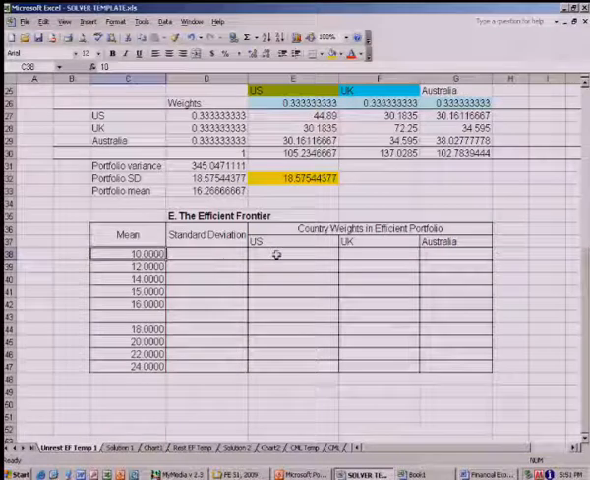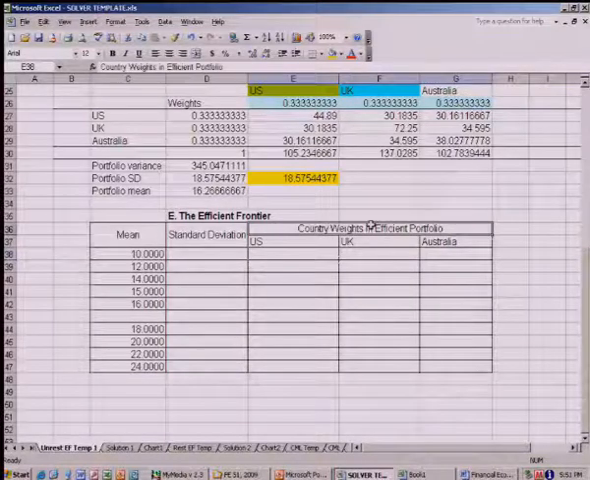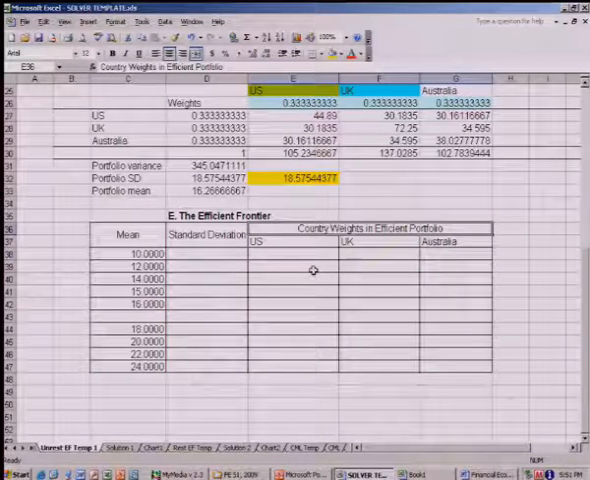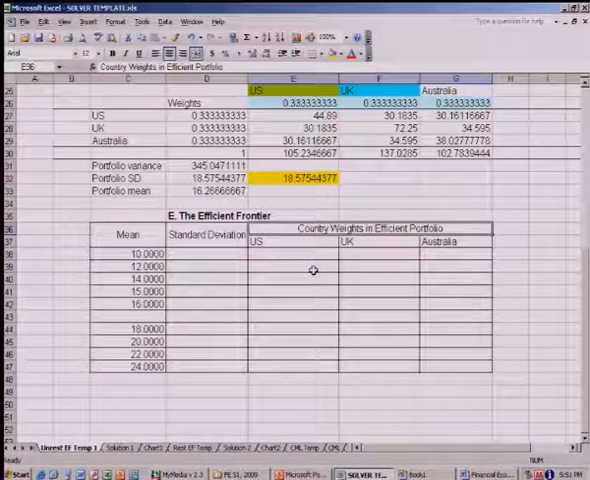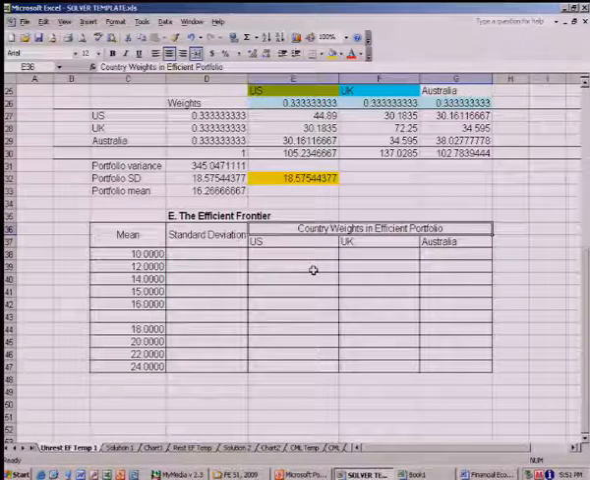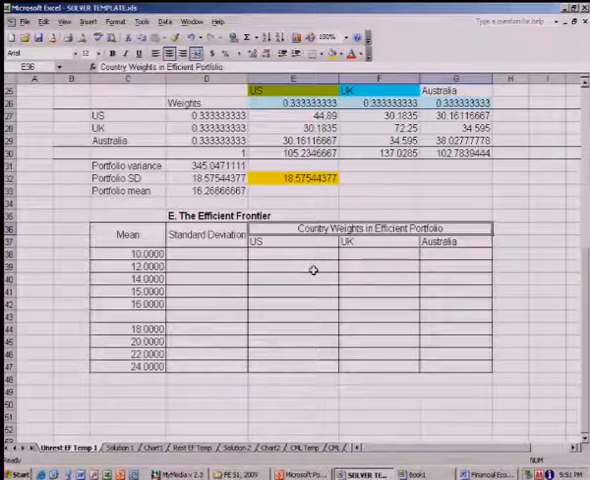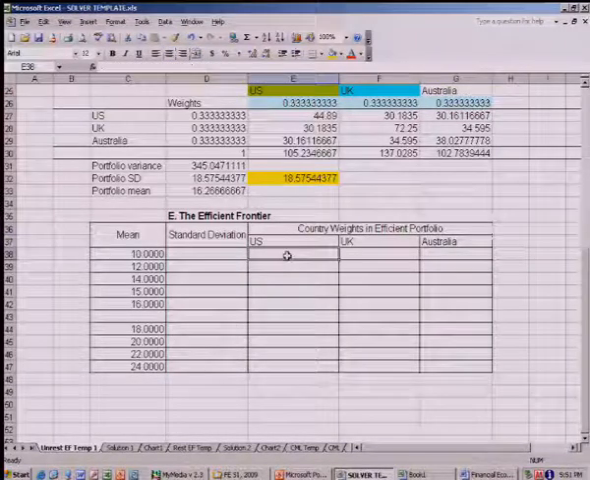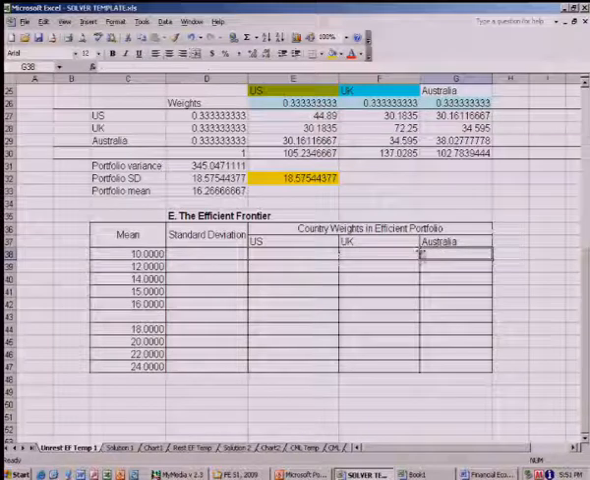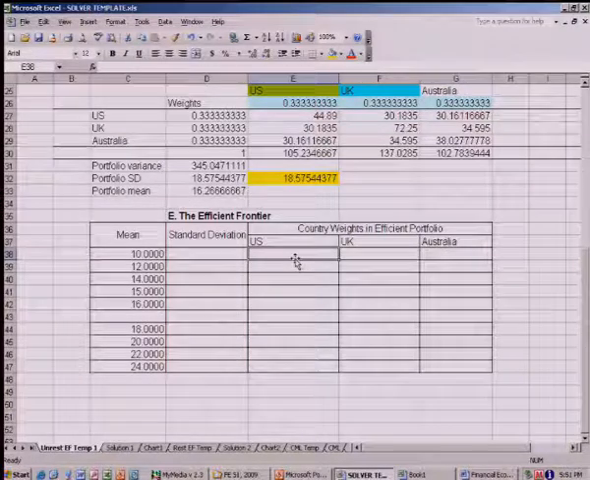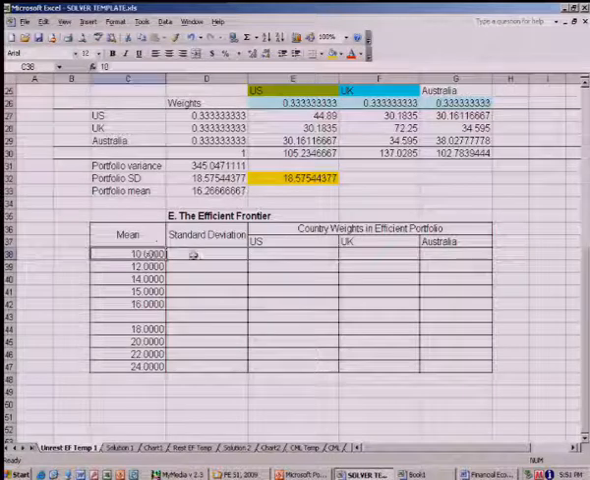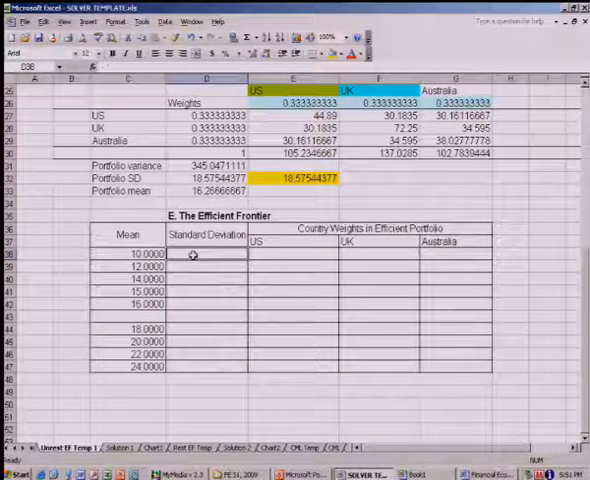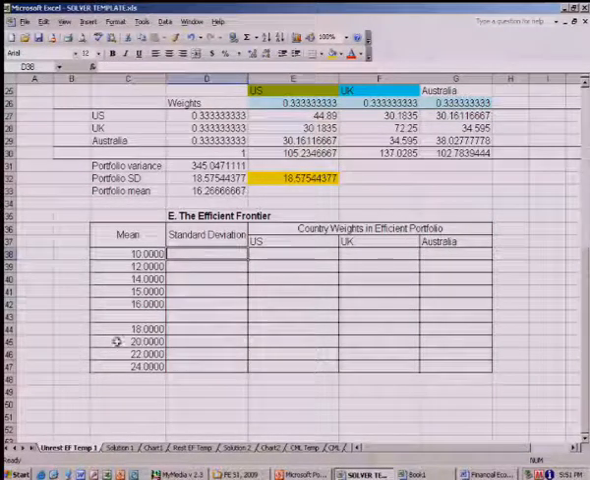And in my template here, you can see that I also left some space for the weights, the weights on each of these assets that are going to be included in your portfolio. So it's going to tell me what combination of the US, UK, and Australian asset I can have in my portfolio to achieve that rate of return with the minimum level of the risk. So that's the idea here that I'm trying to do.